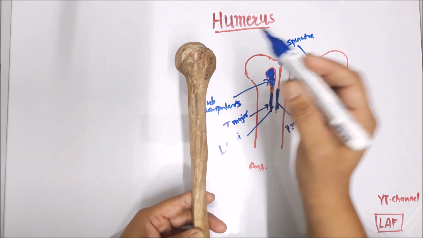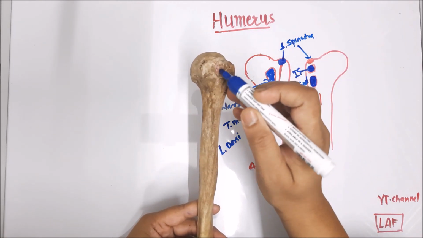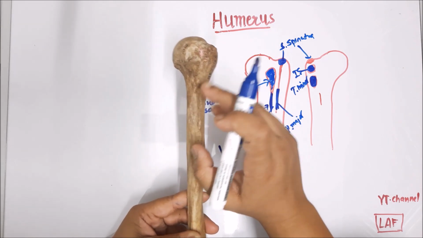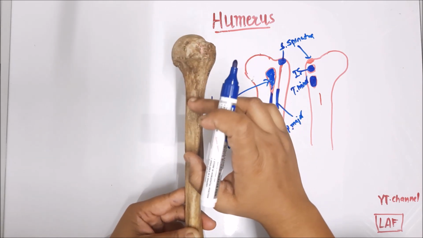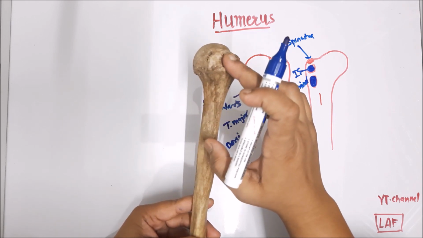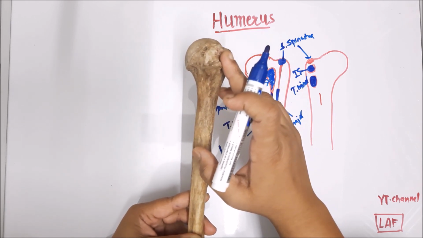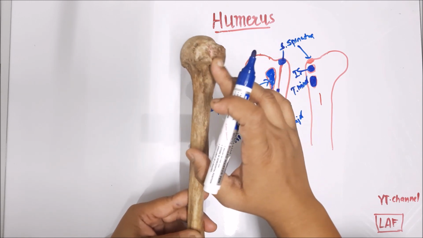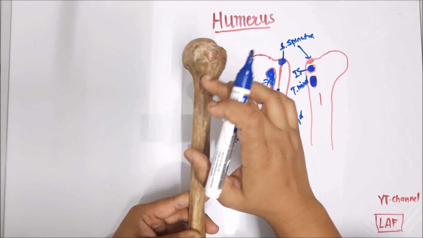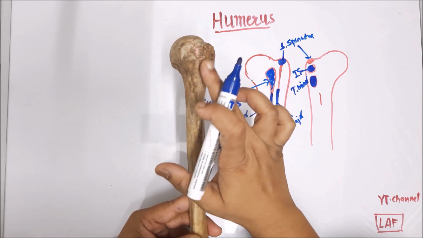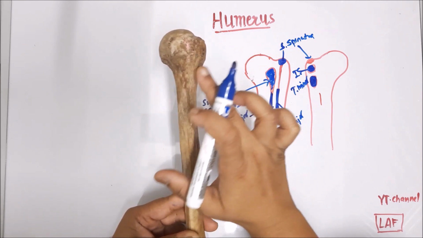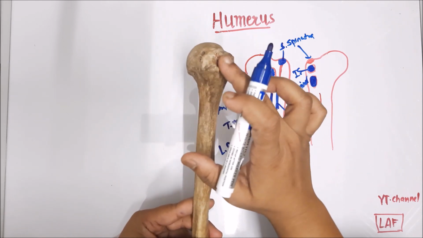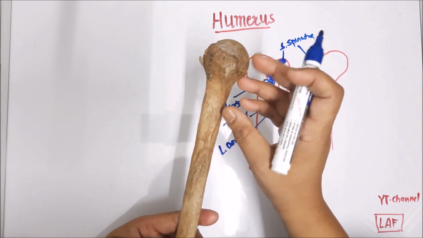Now the structures passing through this groove. The structures passing through the intertubercular sulcus, or bicipital groove, are the tendon of the long head of the biceps muscle and the ascending branch of the anterior circumflex humeral artery. These two structures pass through the intertubercular sulcus, and it is bridged by the transverse ligament of the shoulder joint. So this is about the intertubercular sulcus.